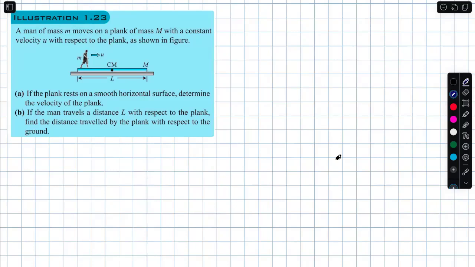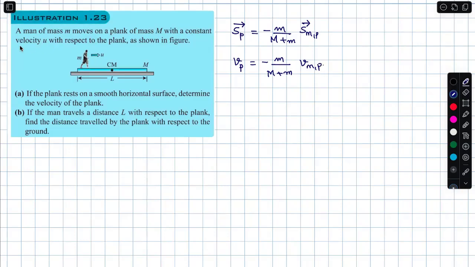That is okay, fine. Already we know one relation. What is that? Displacement of the plank is equal to minus small m by capital M plus small m times displacement of the man with respect to the plank. So you will differentiate this, which gives the velocity of the plank as minus small m by capital M plus small m times, what do you need to write? Velocity of the man with respect to the plank.